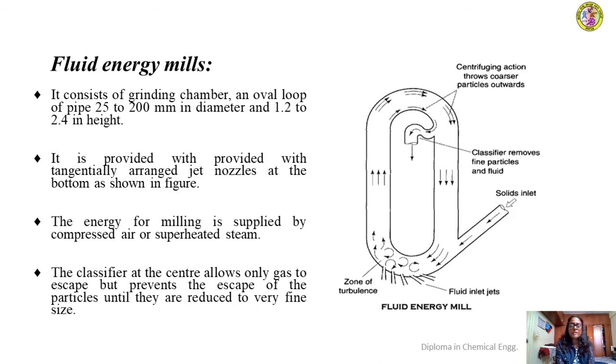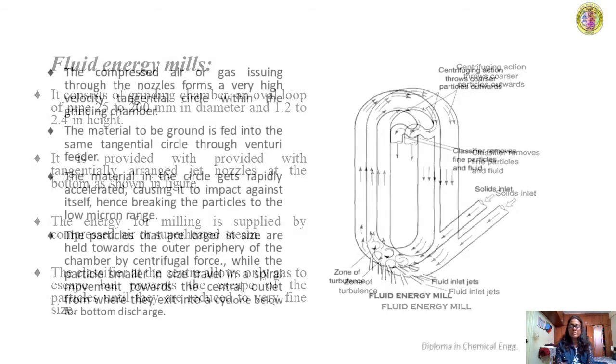It also employs a classifier at the center which allows only the gas to pass out of the chamber and prevents the particles from escaping along with this gas until they are reduced to sufficiently fine size. So that is the arrangement of the different parts of a fluid energy mill.